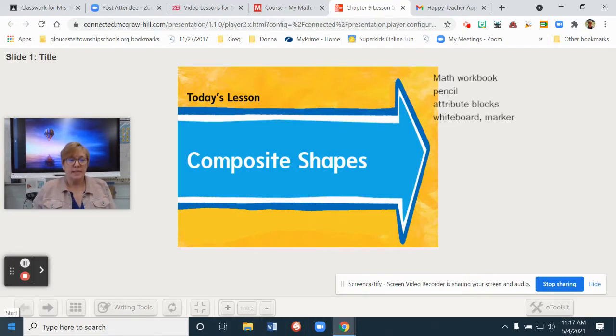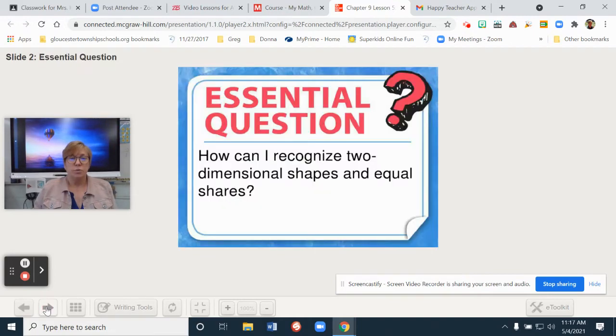Okay, so today's lesson for Chapter 9 is composite shapes. And composite means when you take other material or items, put them together to make one of something else. So that's what we're going to do today. We're going to make shapes using other shapes. And we are continuing to work to learn answers that will help us answer this question: how can I recognize two-dimensional shapes and equal shares?